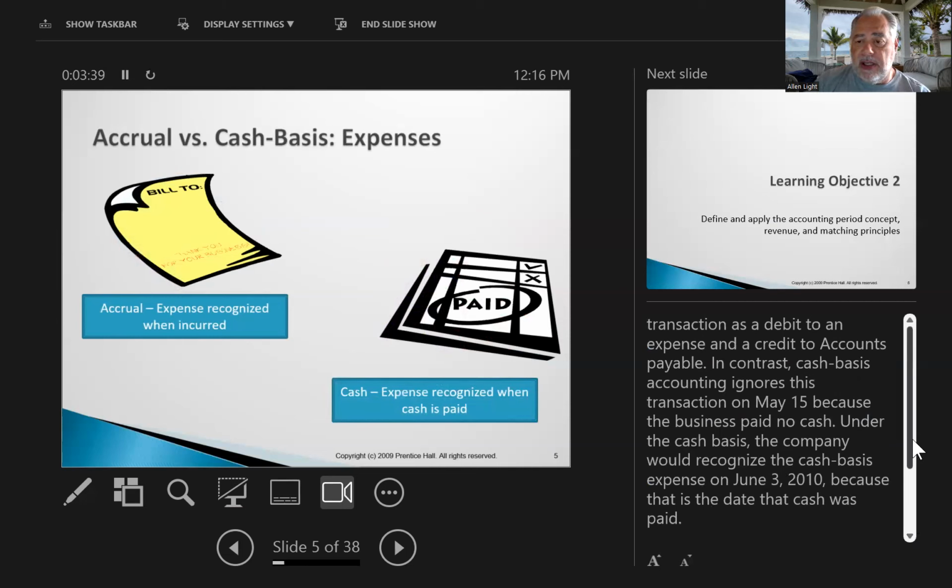Now, transactions, let's see. Transaction as a debit to an expense and a credit to accounts payable. In contrast, cash basis accounting. Okay, so under the cash basis, the company will recognize the cash June 3rd. Kind of redundant. Let's keep going.